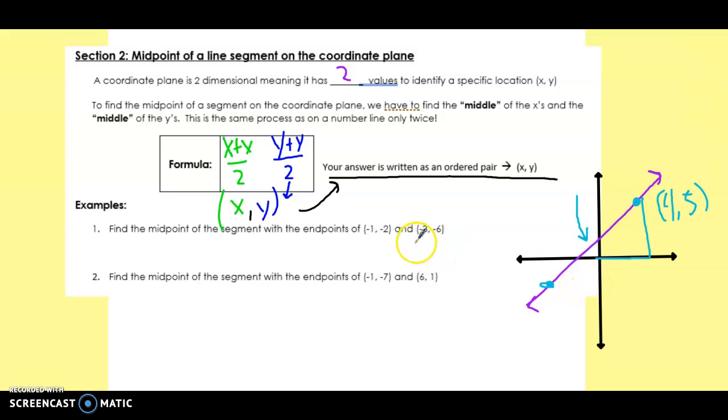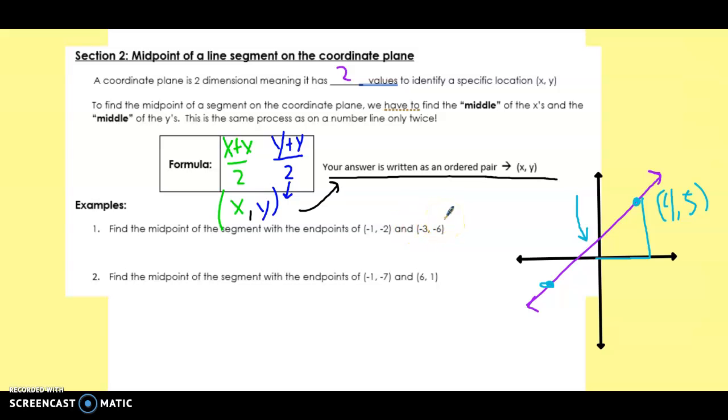All right, let's take a look at some examples down here. We are looking to find the midpoint of a segment with the endpoints, meaning it just ends at these locations, of (-1, -2) and (-3, -6).